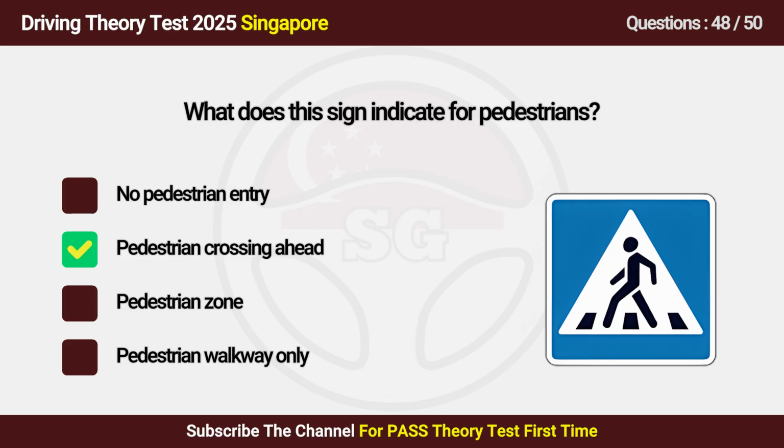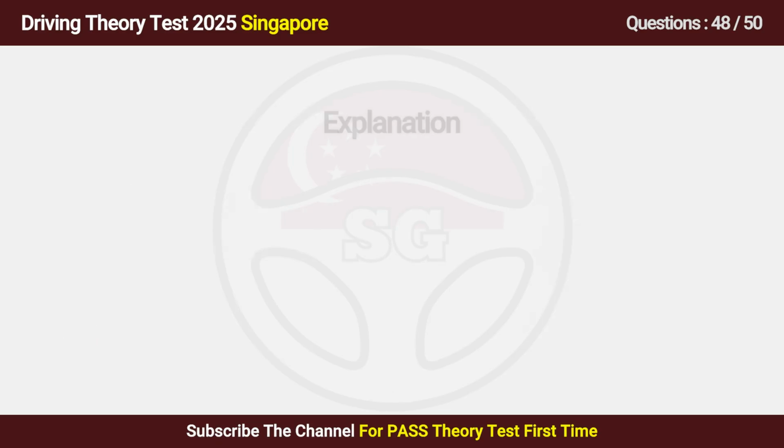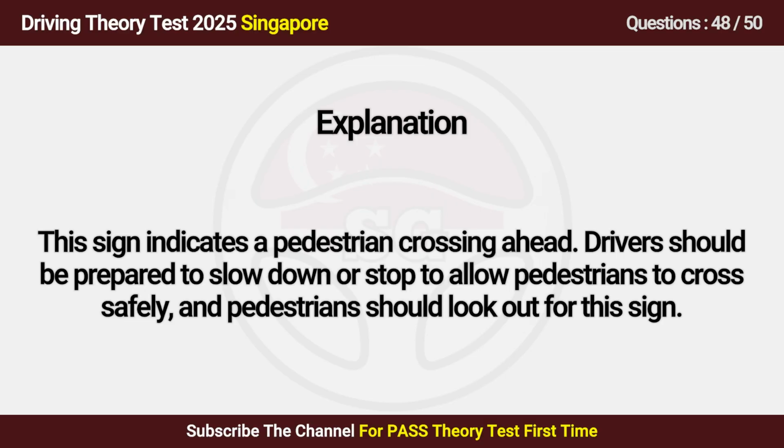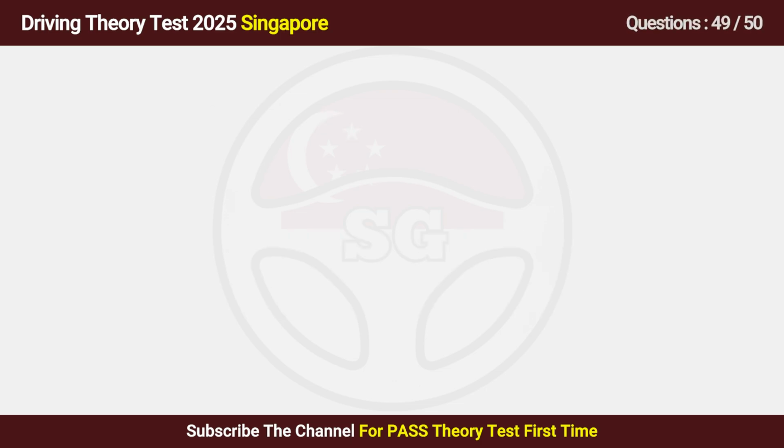Answer is B, pedestrian crossing ahead. This sign indicates a pedestrian crossing ahead. Drivers should be prepared to slow down or stop to allow pedestrians to cross safely, and pedestrians should look out for this sign.